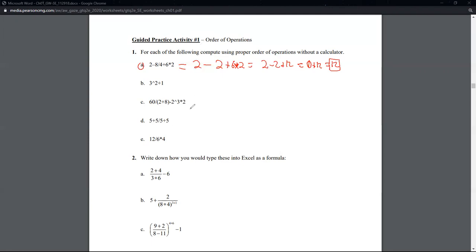I will also do C. C is a little bit more. So I'll leave you B, D, and E. So discussion board. DB means discussion board for B, D, and E.